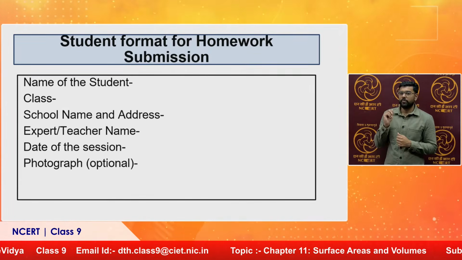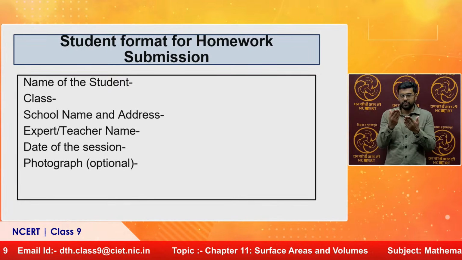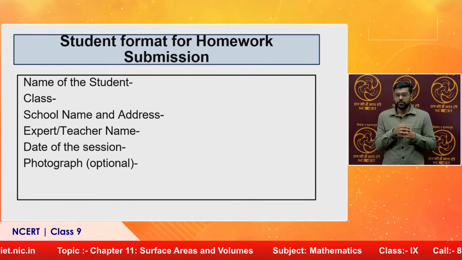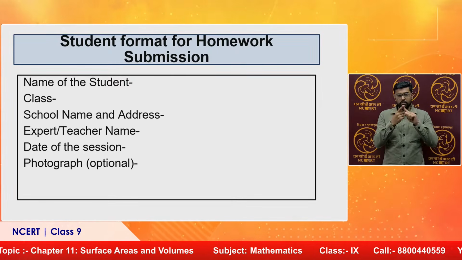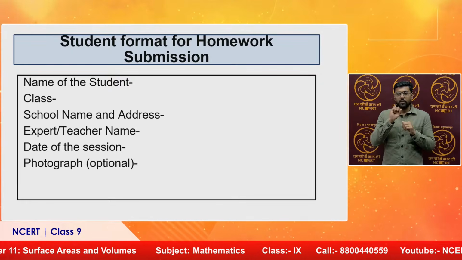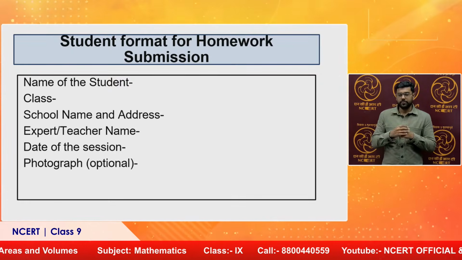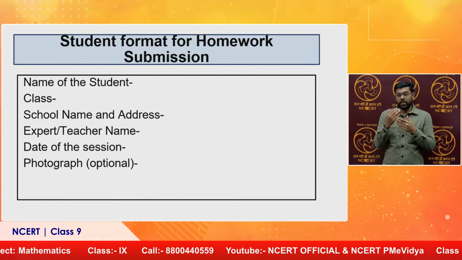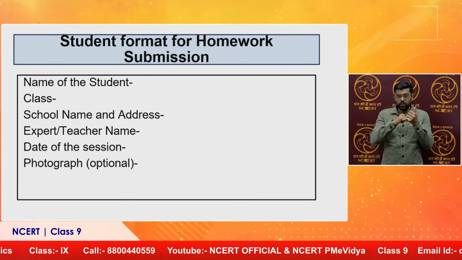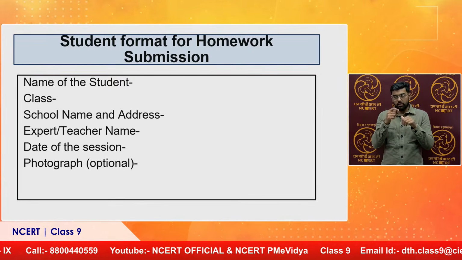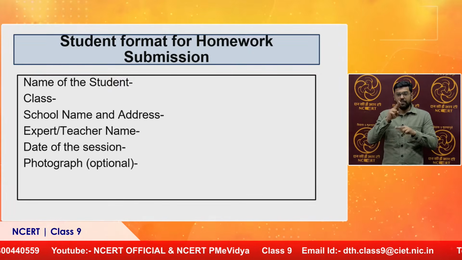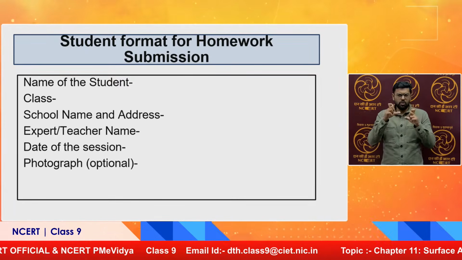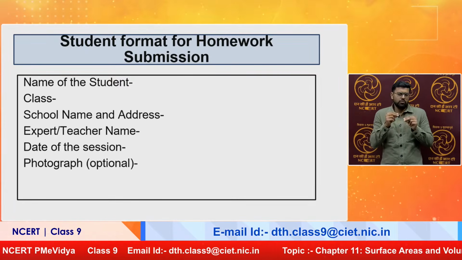Okay. Now you can submit this homework of yours in a particular format, and you can see the format on your screens. Firstly, please write your own name and then the class. Please mention class number 9 and then your school's name and its address, followed by the expert's name. Please write here Mrs. Swarn Lata Sharma, and then the date of the session. Today is 18th of February 2026, and followed by a photograph, which is optional. Either you can attach it or you can skip it completely.